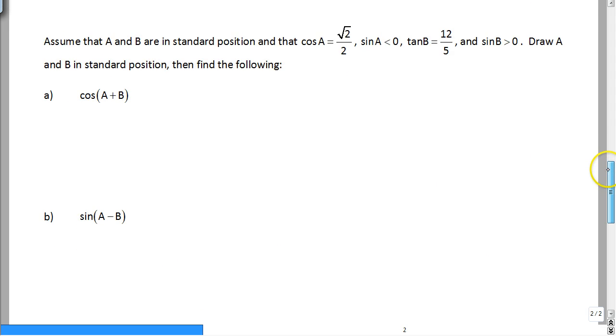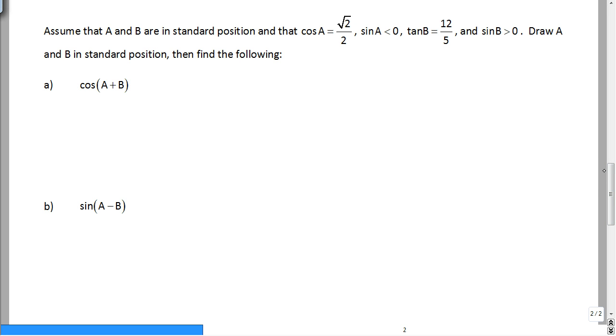So now we're going to use sum and difference with other than 30, 60, 90s and 45, 45, 90s. So the first thing we're going to do is we're going to assume that A and B are in standard position when cosine of A is root 2 over 2, sine of A is less than 0, tangent of B is 12/5, but the sine of B is greater than 0. So we have to first draw A and B.